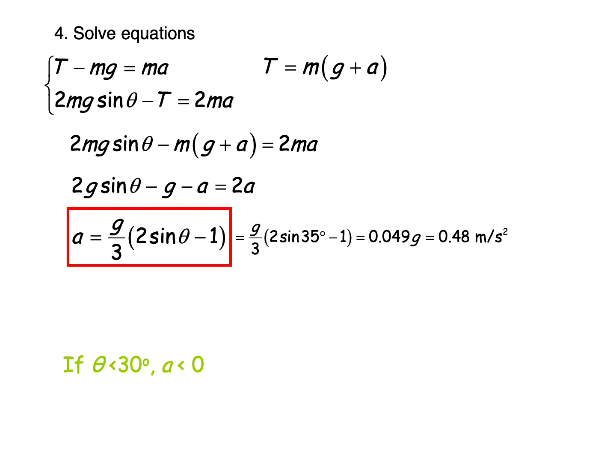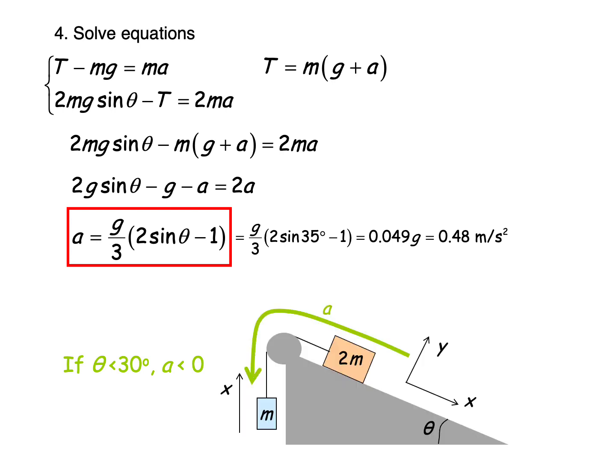But it is worth pointing out that our angle was 35 degrees. If our angle was less than 30 degrees, a would have been negative. The beige block would have gone up the incline as pictured here. So if theta drops below 30 degrees, the component of the weight of this block in the parallel direction is not enough to overcome the tension force on it, and then both of these blocks accelerate this way rather than down. But of course, in this problem, where it was 35 degrees, they both accelerate towards the right in the x direction. The blue block goes up and the beige block goes down.